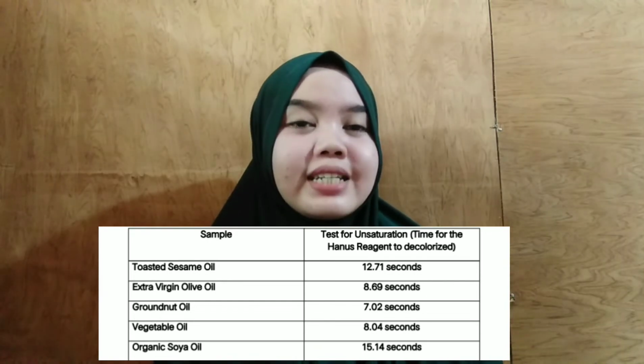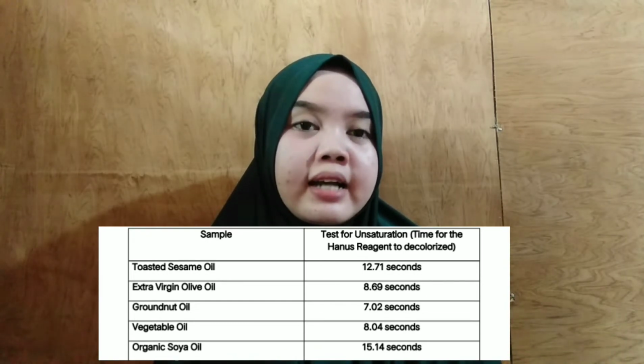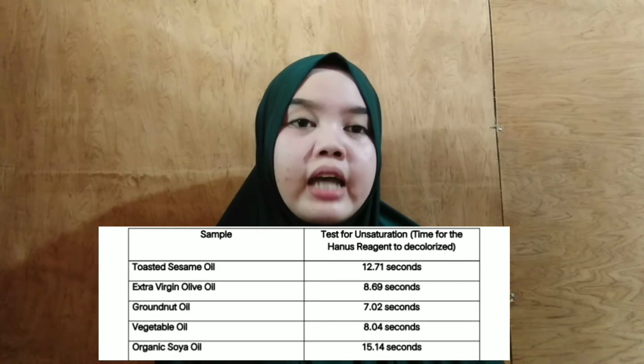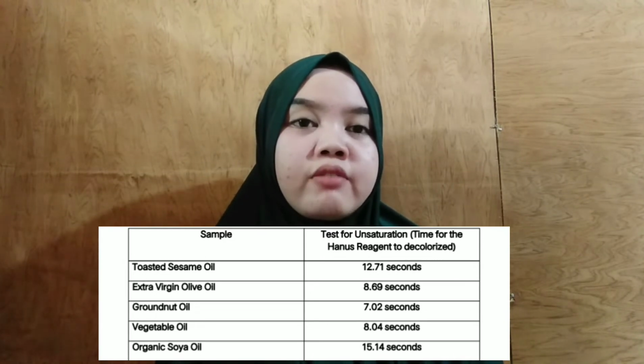The result of this test is 2.71 seconds in toasted sesame oil, 8.68 seconds in extra virgin olive oil, 7.2 seconds in groundnut oil, 8.4 seconds in vegetable oil, and 15.14 seconds in organic soya oil.